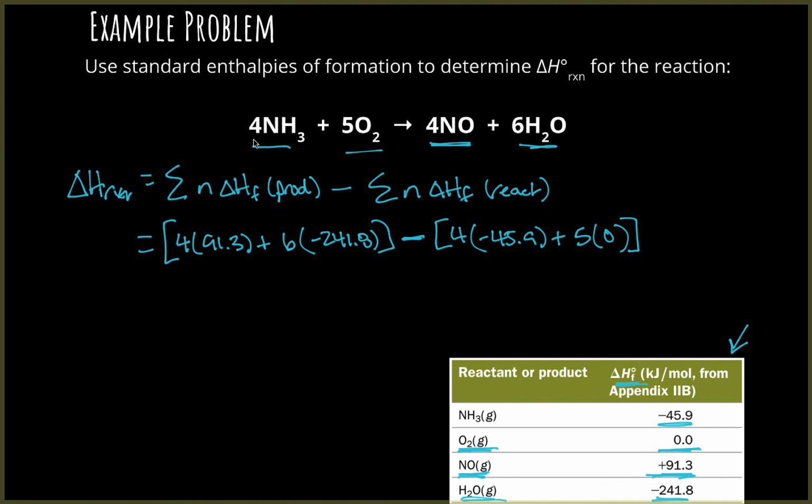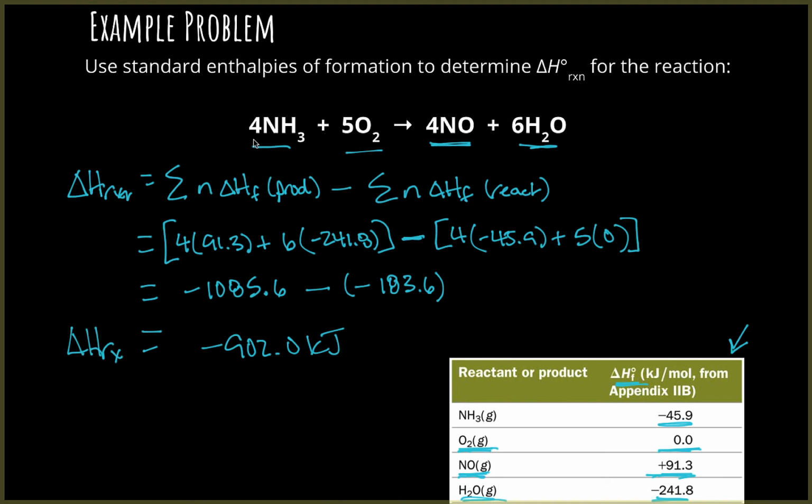So then all I'm going to do here is do the math for this. So probably the hardest part of this is getting the math correct. So make sure you show all of your work. And I'm going to give you kind of an intermediate step here so you can double check as you're working. So that would give me negative 902.0 kilojoules is my heat of reaction for this particular equation.